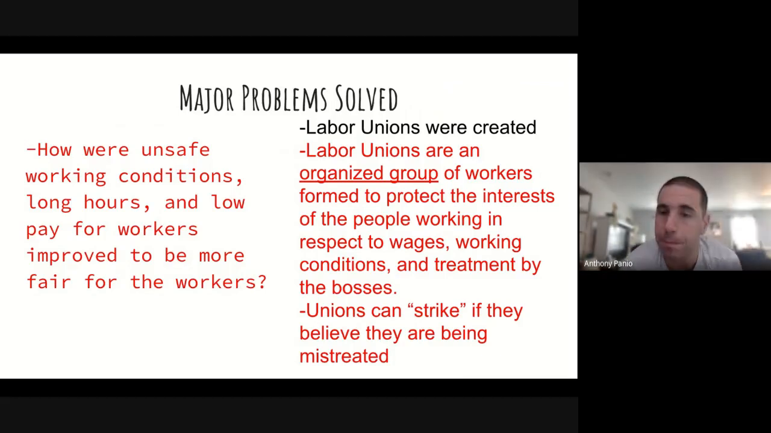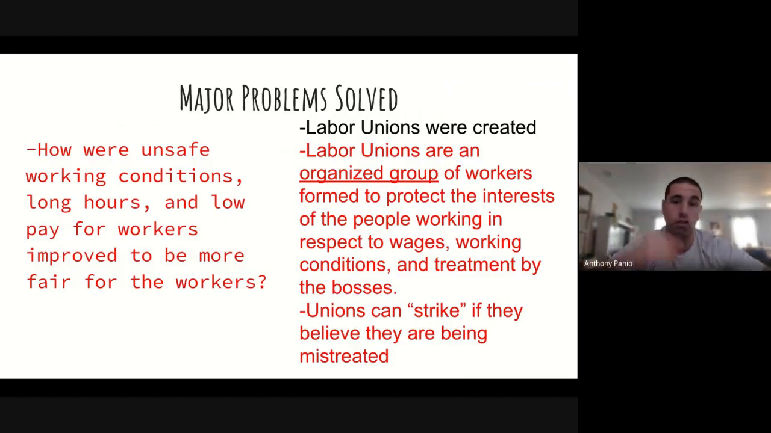If you ever have a problem with not being paid enough, or with the working conditions or treatment by your boss, the labor union can come and protect you and try to change things to make sure that you are protected. If they don't, they can go to court and maybe get things changed to help you out.